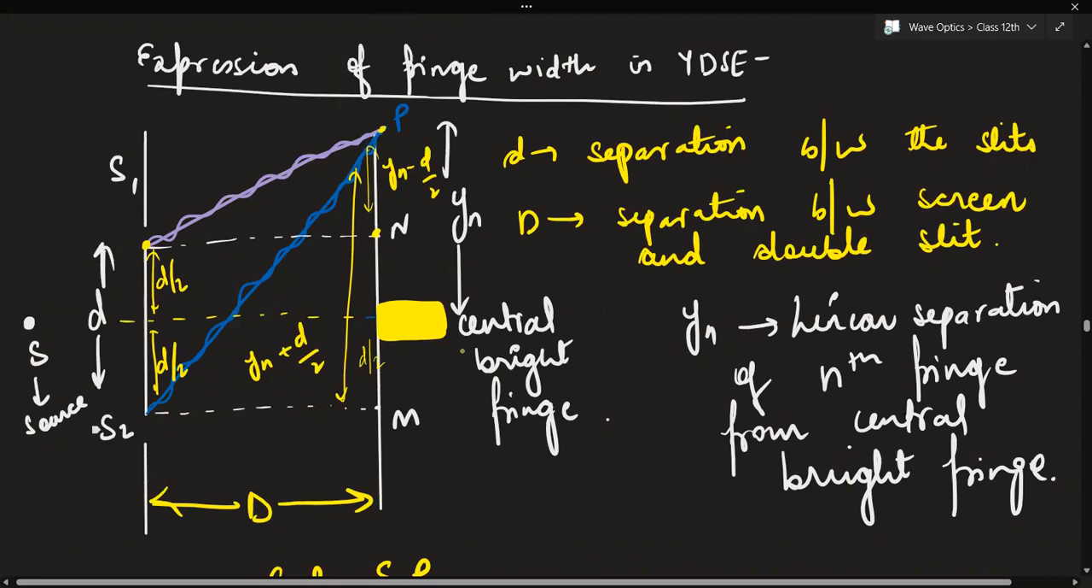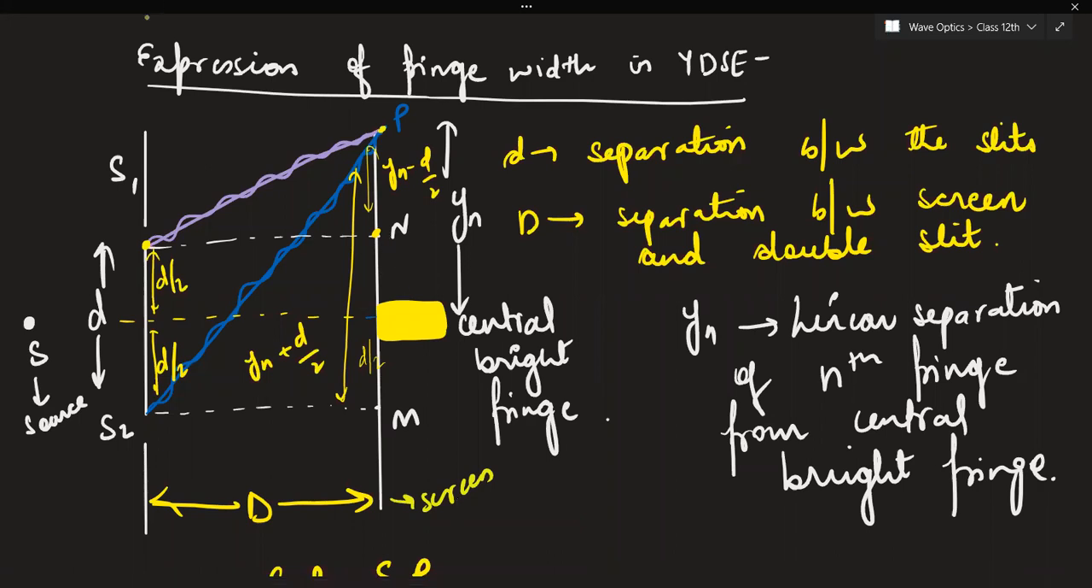Small d is the separation between both the slits. Capital D is the separation between the screen and the slits. And yn is the linear separation. Now see, I'm dividing that slit into two parts, d by 2, d by 2. If this entire length is yn from the central bright fringe, then this small part will be yn minus d by 2, because this part is d by 2.